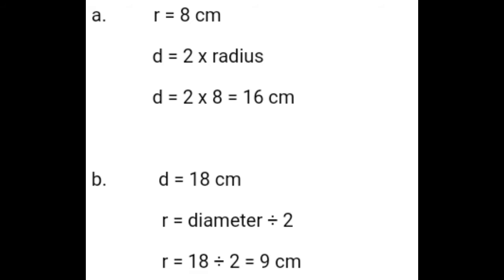In the questions where diameter is given, we have to find the radius by dividing the diameter by 2. In this question you can see diameter is given 18 cm. We have to find the radius. We will divide 18 by 2 and we will get the answer 9 cm. In this way we will solve the questions for radius and diameter.